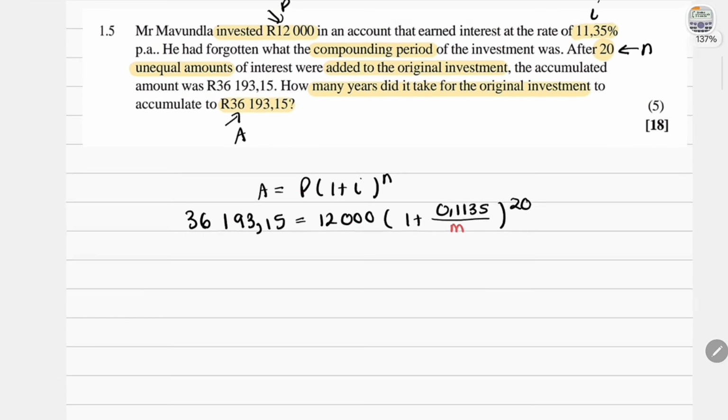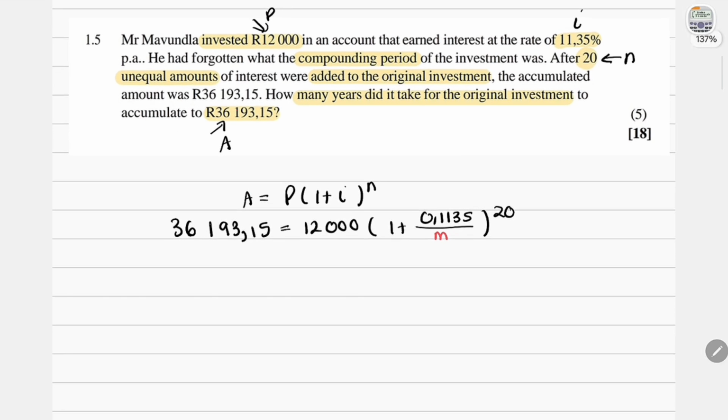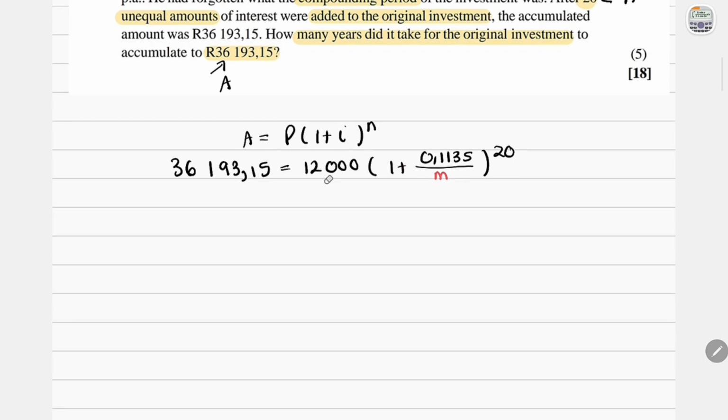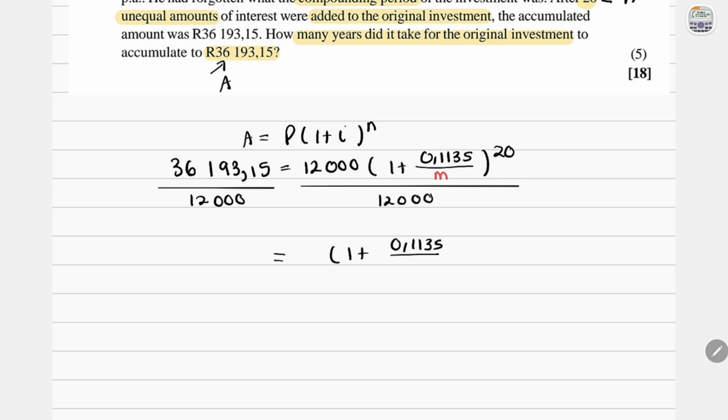It's a new one. I haven't really seen a question like this before, but you should see that in your entire formula, they can ask you for anything. They can ask you for A, P, I, and now we can see they can also ask us for the compounding. So let's go ahead and find this. First problem, 12,000. So divide both hand sides of this equation by 12,000. When that is gone, we have 1 plus 0.1135 over m raised to the power of 20, and we're going to rewrite this.